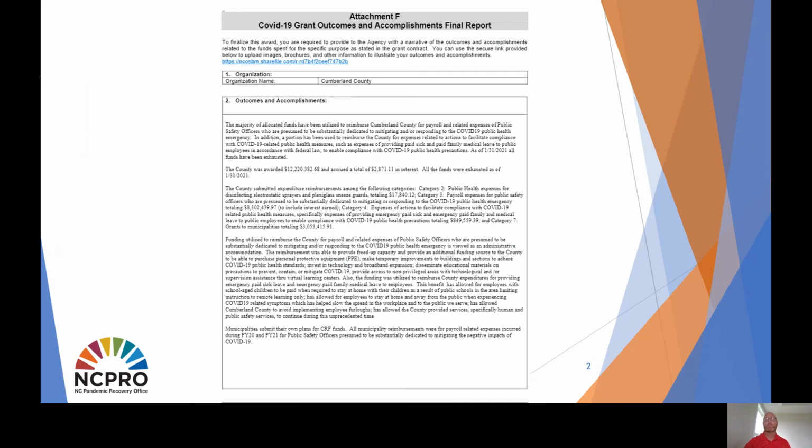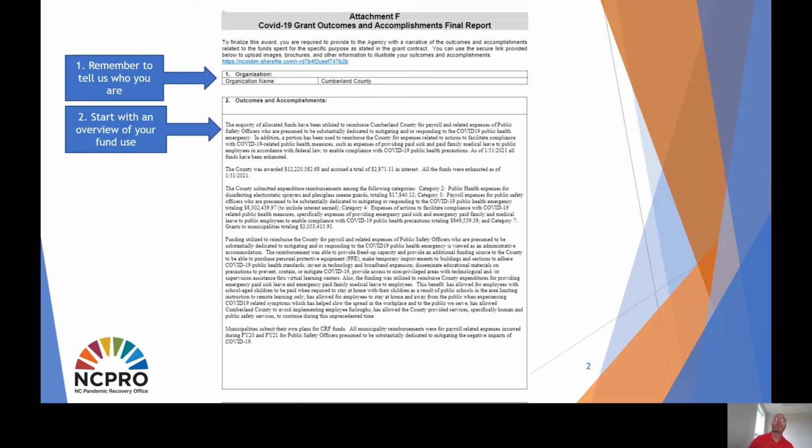So first up, this may go without saying, but make sure that you fill out this top line. Let us know who you are. We're working with a lot of entities, and if this is overlooked, it does hurt and slow down the process. So make sure you tell us who you are. Second up, towards the top of the Attachment F, it's not a bad idea for you to give a general summary of how you used the funds overall.